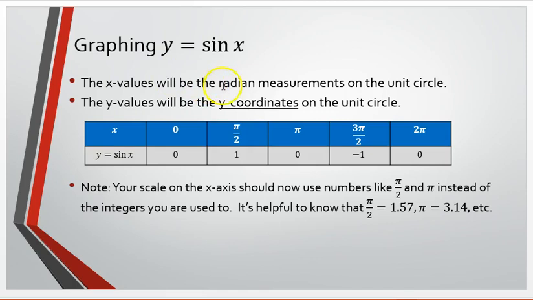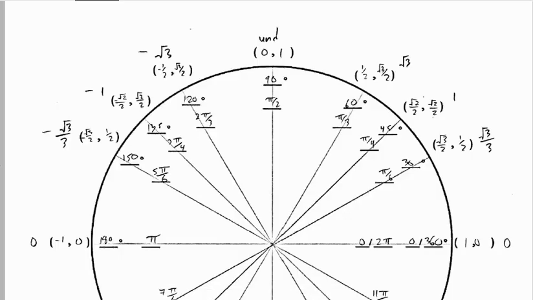So the x values are going to be the radian measurements as you go around the unit circle, and the y values will be the y coordinates. Now I've listed here the most important ones that we use for graphing, but you can actually fill in all of the other ones if you want, like the pi over 6, pi over 4, and pi over 3 radian measurements. I'll show you the process for doing this on the unit circle next.